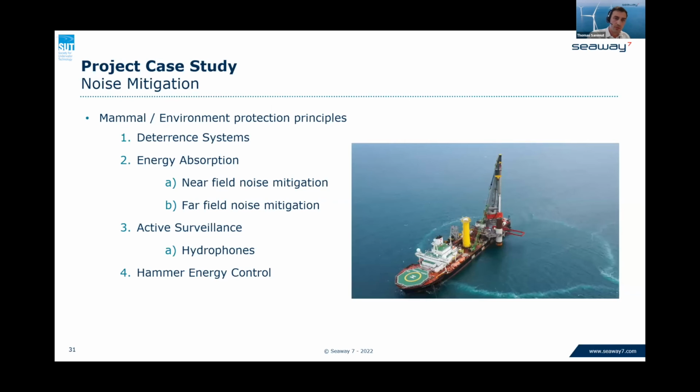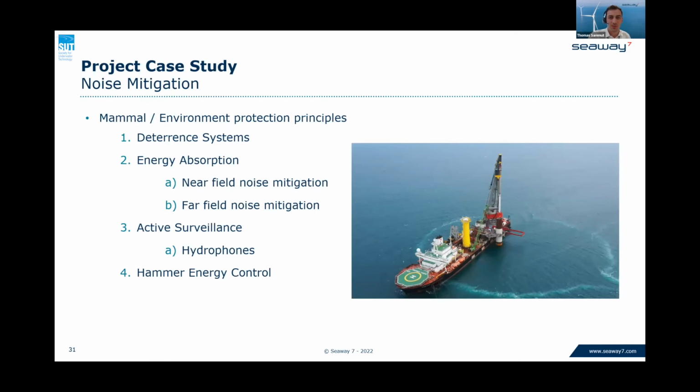So for mammal and environmental protection, we use deterrent systems, we use energy absorption systems. There's ongoing surveillance of the noise levels, and we of course have the energy control going through our hammers. Going from number 1 down, so deterrent systems basically work on the principle that we alert the surrounding mammals in the vicinity that we will begin hammering, and there are systems there we can use in advance of starting the hammering to notify the mammals, if you like.